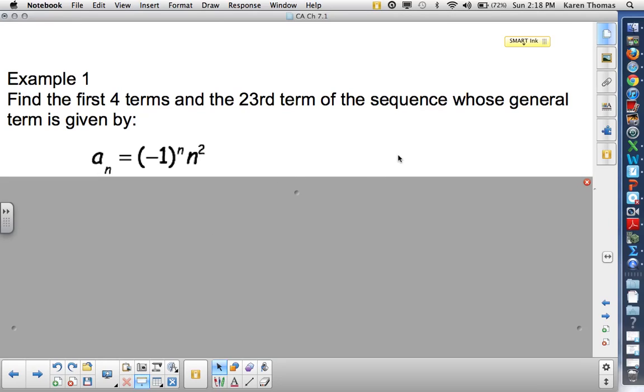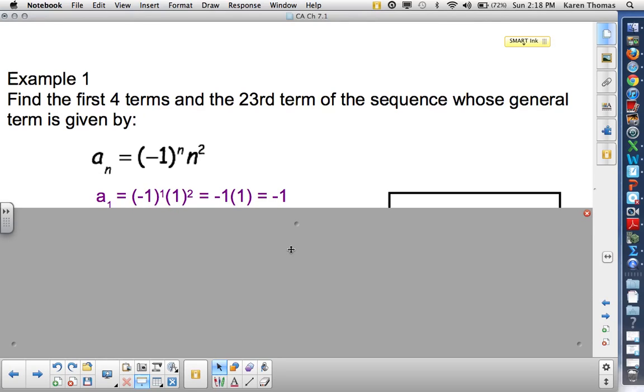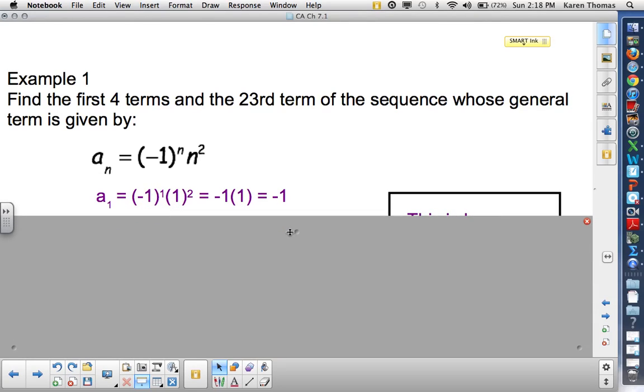Here's an example of something you may get on your homework. Here we have a general term: a sub n is equal to (-1) to the nth power times n squared. So we're going to do the same thing I did before with this sequence that's a little bit more complicated. All I'm going to do for my first term is put in a 1 wherever I see an n. So my first term in this sequence is -1.